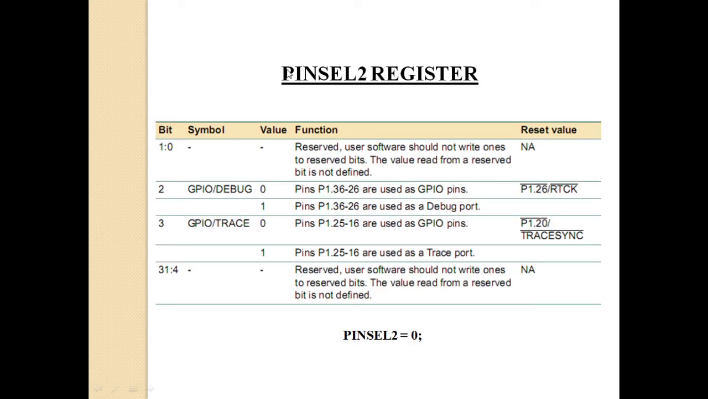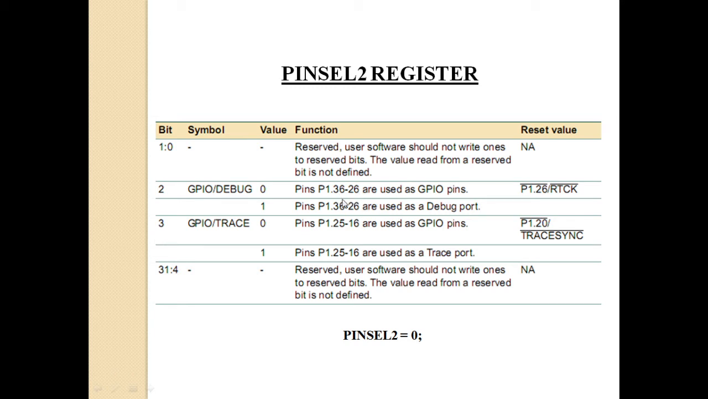So this is the PINSEL2 register description. So register description shows what are the functionalities of each pin when you are configuring a particular bit, not pin, bit. If you are configuring a particular bit of this SFR, what will happen? So here you can see that if you are configuring the second bit of PINSEL2 register with a value 0, that means if you are writing 0 value to second bit of this register, you can configure P1.26 to 36.